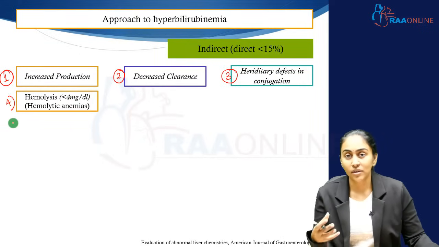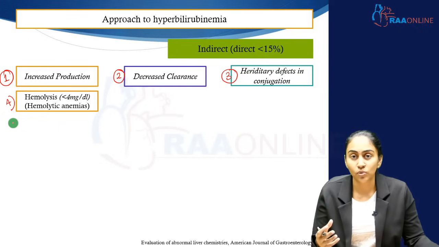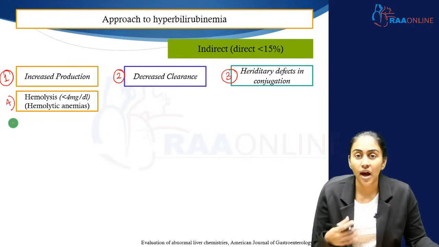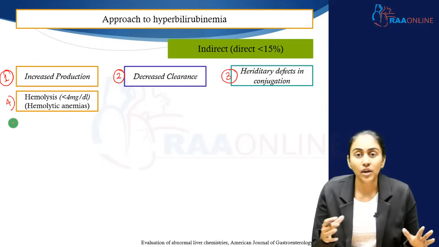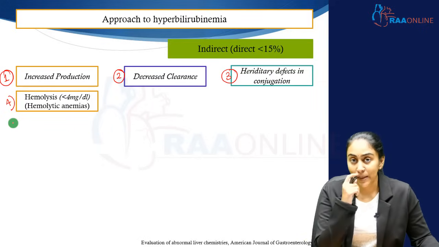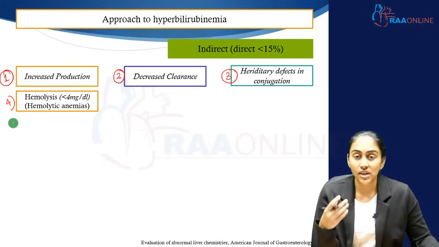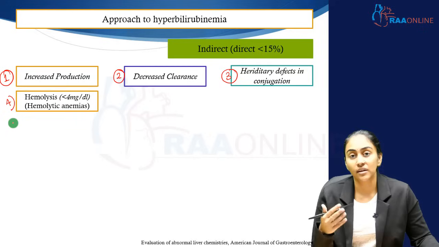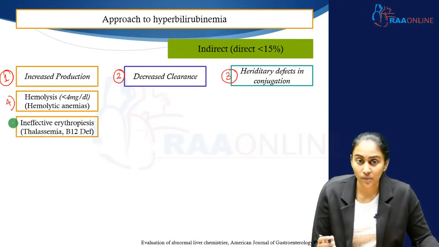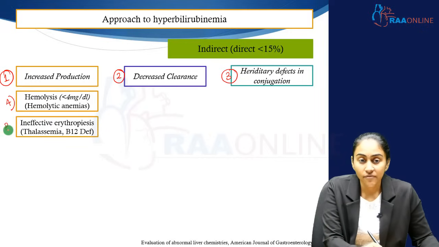As I mentioned earlier, 85% of the bilirubin actually comes from the old RBCs. So, if there is an increase in RBC destruction, then suddenly a lot of heme is available for conversion into bilirubin. So, all the hemolytic anemias like G6PD deficiency and hereditary spherocytosis, and other causes of acquired hemolysis like hemolytic uremic syndrome, paroxysmal nocturnal hemoglobinuria, and malaria, can all produce indirect hyperbilirubinemia secondary to hemolysis.